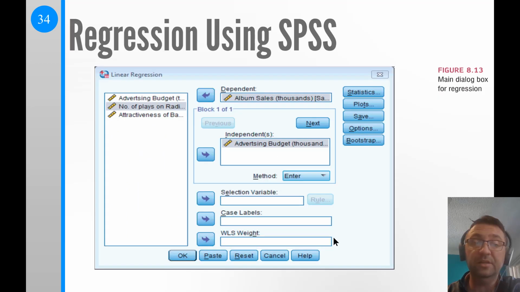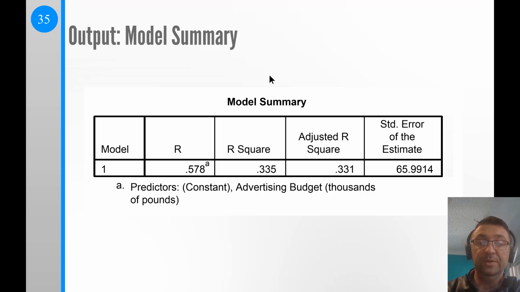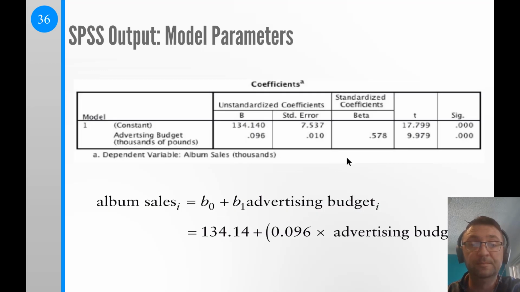So how do we actually calculate this in SPSS? We go to linear regression, and then we put in our dependent, album sales, and in independent, we put advertising budget. We click OK. We will get, firstly, this model summary, which simply tells us the R squared and the adjusted R squared. Basically the R squared is the percentage of variance explained in the sample, and adjusted R squared is in the population. So the adjusted R squared is the proper one to really quote most of the time.